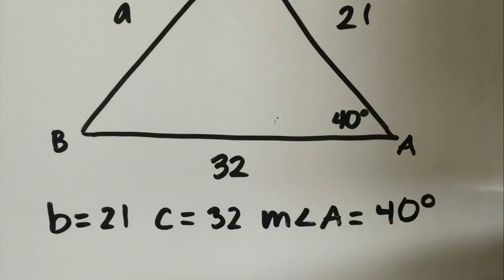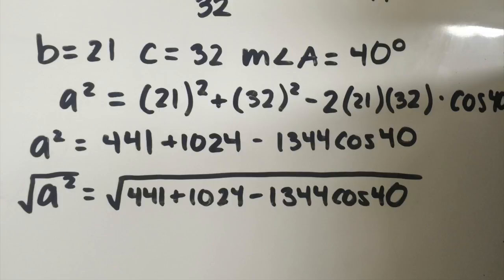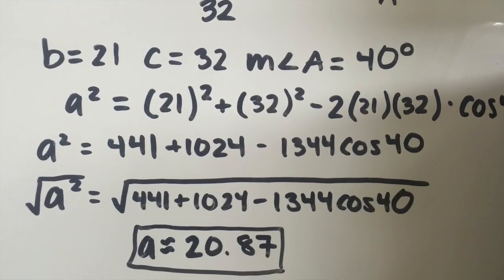The first step in this problem is to write down all of the known variables like so. Next, begin to fill in the formula from before with those variables. Simplify the algebra and square root both sides of the equation to get the desired variable by itself. Plug the information into a calculator to get your answer, which is approximately 20.87.